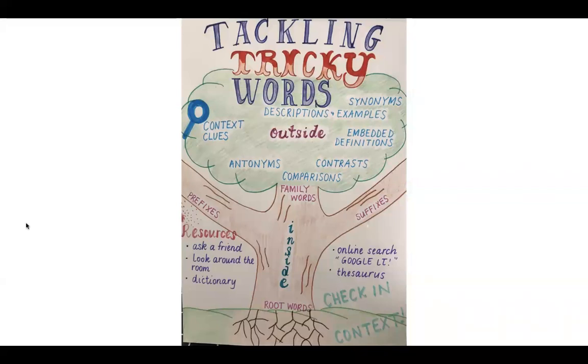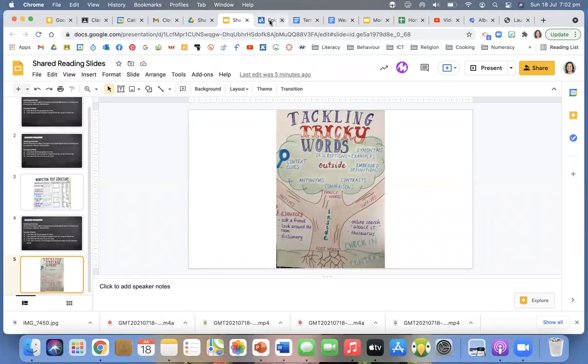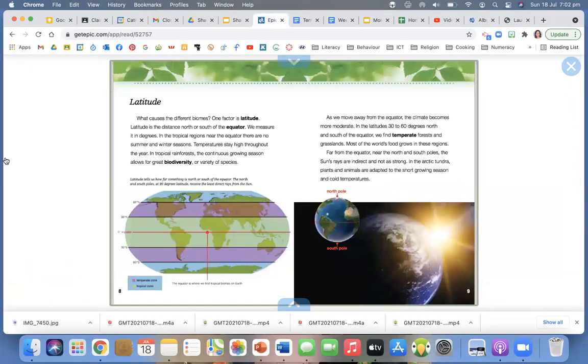So while we're thinking about those things, let's have a look at our text, and we'll keep coming back to that anchor chart. So we got up to latitude. So let's read about latitude. What causes the different biomes? One factor is latitude. Latitude is the distance north or south of the equator.